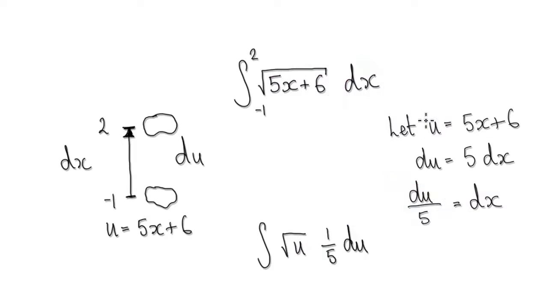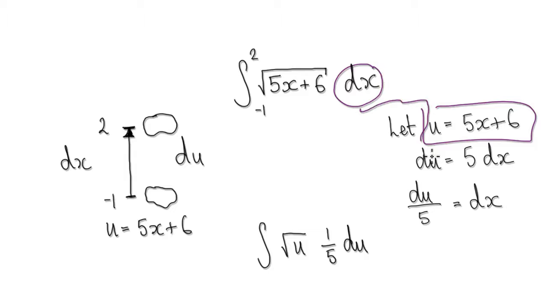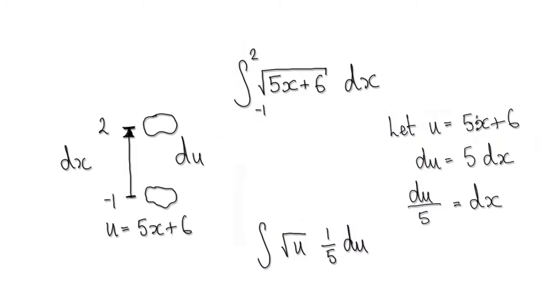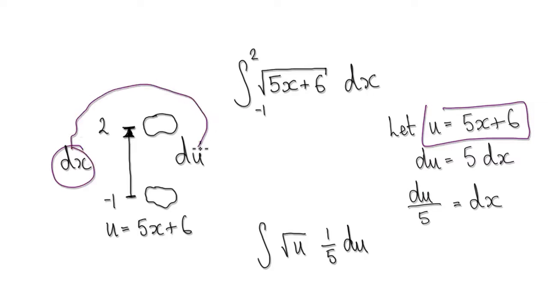But once you've made this substitution, you're actually migrating from the dx world into the du world. Once that happens, you have to change your limits of integration. You're actually integrating from where to where? So now we need to figure out the lower bound and the upper bound. In the dx world, you're integrating from -1 to 2. In the du world, you've got to figure out from where to where.